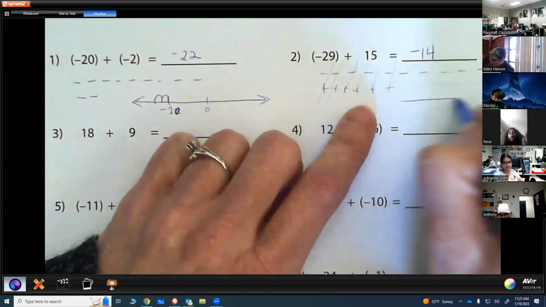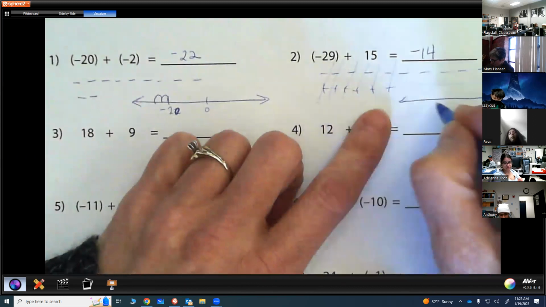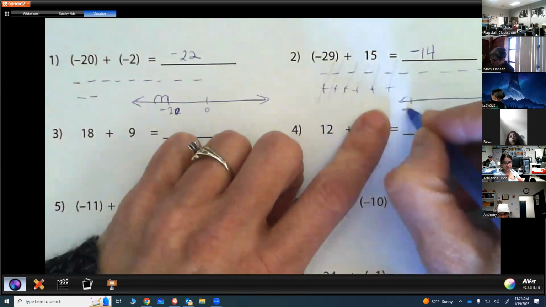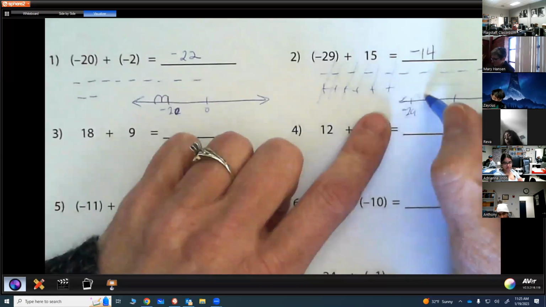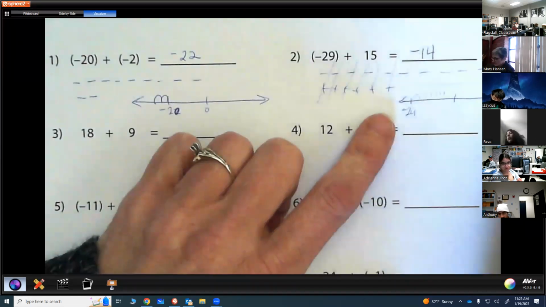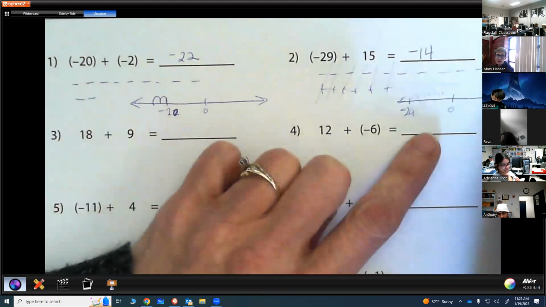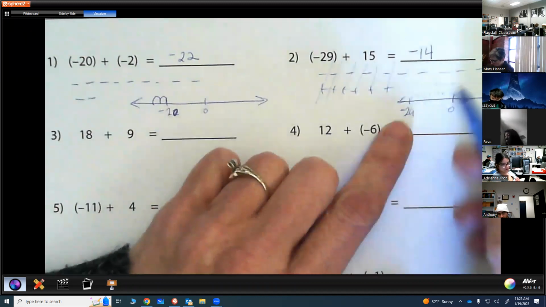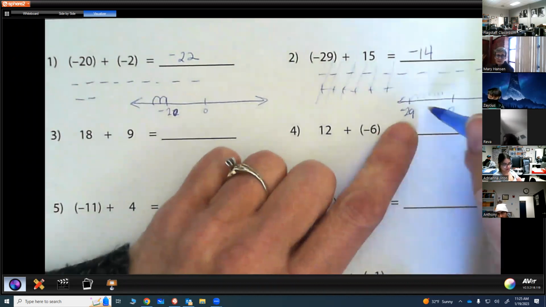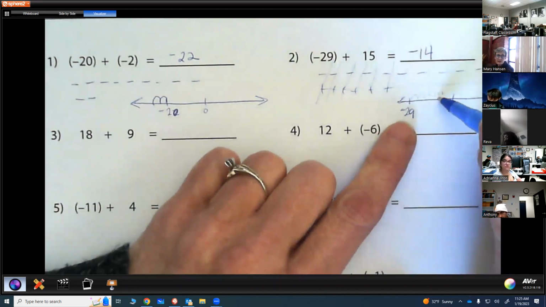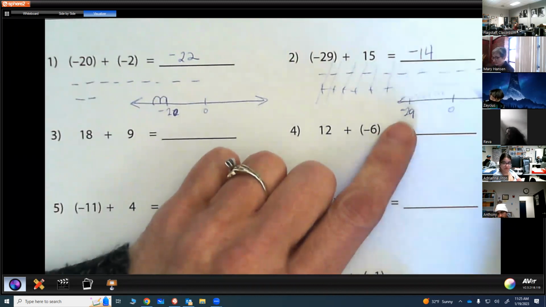On your number line, you would start all the way over here at negative 29, and you would be moving 15 places to the right. You would not cross over to 0 because you wouldn't make it there. And so you know that your answer has to be negative. And if I move 15 slots to the right, I'm going to be 14 places away from 0. And so the answer would be -14.